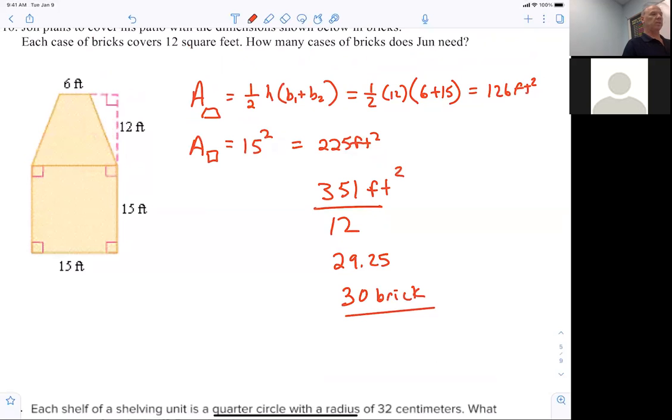All right, 30 bricks. I'm sorry, 30 cases. I said bricks. I meant cases. Yeah, bro. 30 cases. All right, good work. I appreciate that.